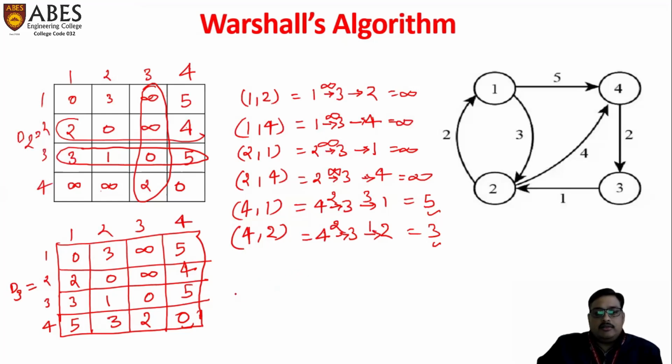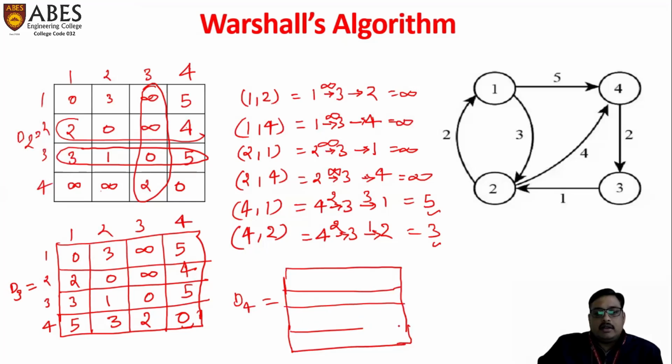Let me write D4 also. We'll create D4. Again, we'll have a 4 by 4 matrix, 4 rows because 4 vertices are here, and 4 columns. Now let me mark the row numbers 1, 2, 3, 4, and the columns 1, 2, 3, 4. The diagonal is 0, so we'll just copy this diagonal as it is. And we are considering 4 as the intermediate vertex, so we'll just keep 4 as it is.